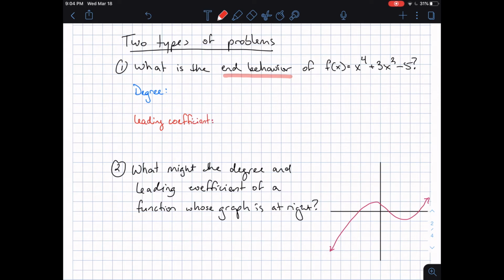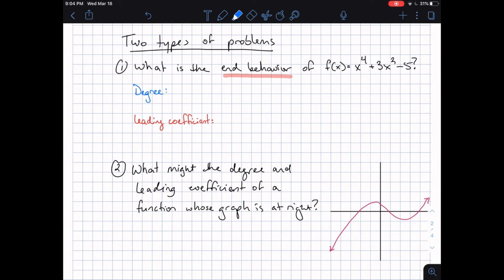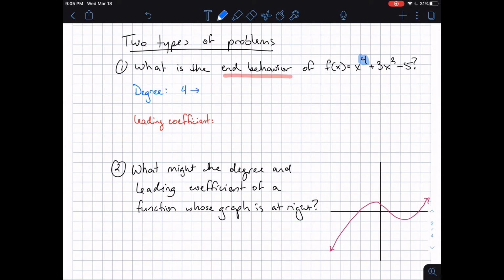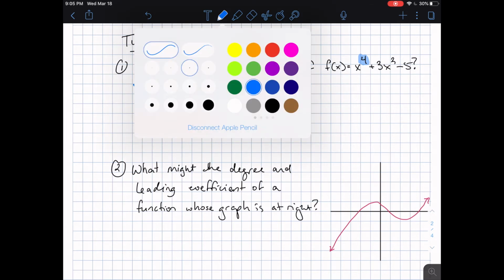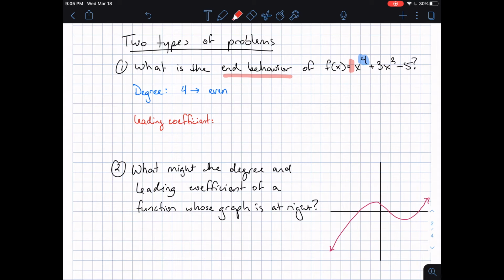Okay, so if I look at this, I'll use highlighter. Start with degree. Is this in standard form? Yes, it is. So my degree is just the highest power I see. That's 4. And we know that's an even degree. And then I want to know what my leading coefficient is. There's nothing written here, so we assume it's a 1. We assume it's a positive 1 because there's no negative written.